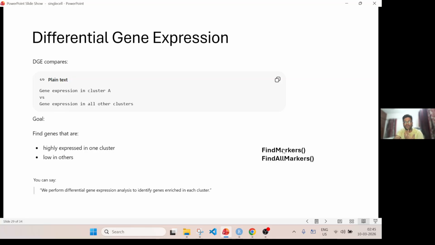So usually we don't use this one. Usually you go with this one. It will give you all the markers, and then if you are very much interested in comparing one or two clusters, then you go with the FindMarkers function.